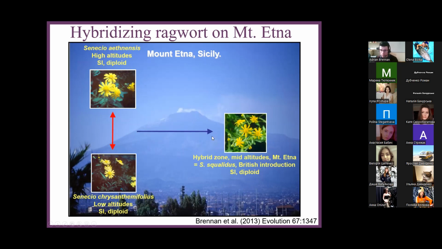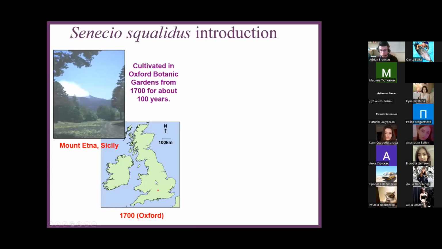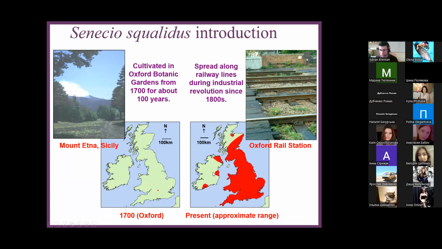hybrid zone. This species is of interest to UK researchers because these hybrids were introduced to the UK about 100 years ago to Oxford Botanic Garden. The hybrids became a successful invasive species over the next 300 years, and so it's spread throughout the UK. It's an urban weed. It spread initially via railways, and it's now found in most major cities in the UK. So it's of interest in that sense.